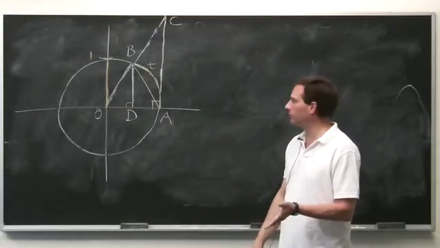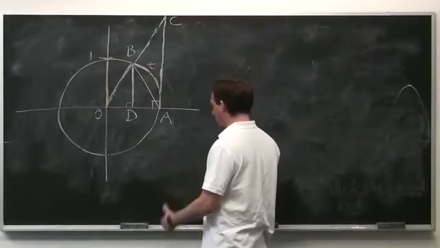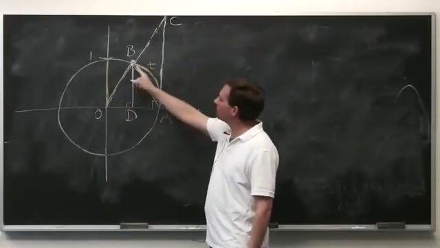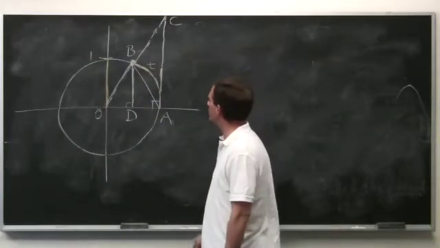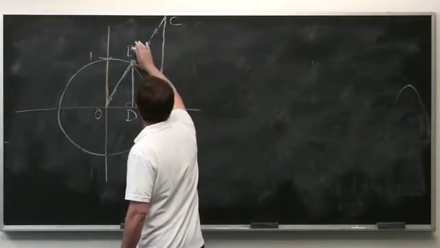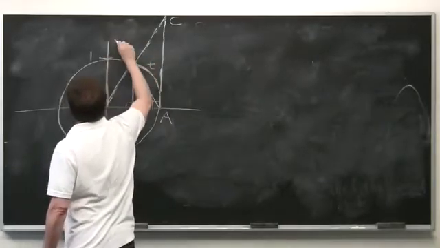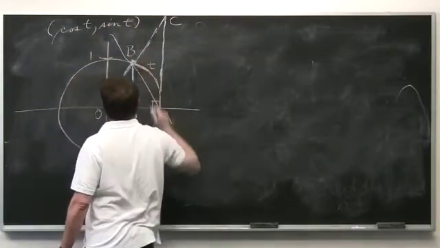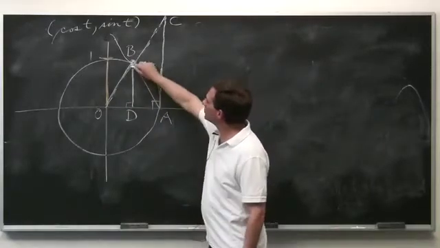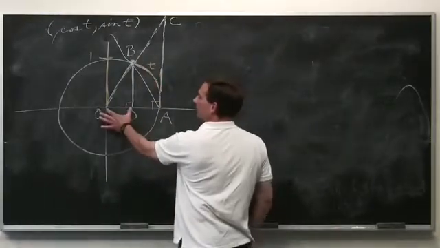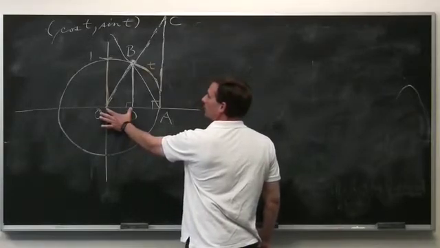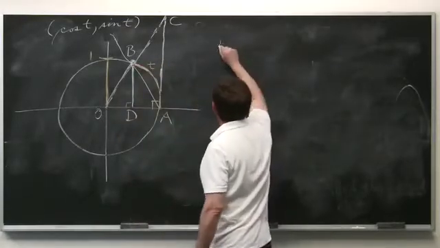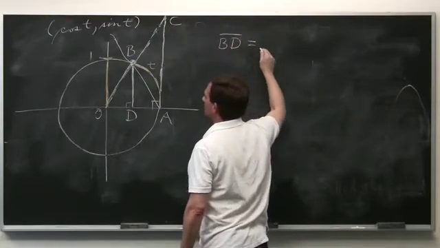What are you supposed to get out of this picture? Well, several things. First of all, this point, by definition, has x-coordinate cosine of t and y-coordinate sine of t. So this point has coordinates cosine of t, sine of t. All right, so it means that the length of OD is the cosine of t, and this height, the length of BD, is the sine of t.